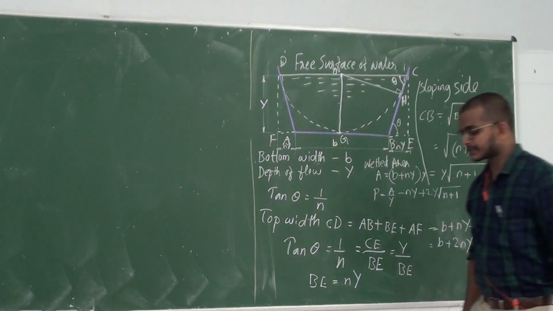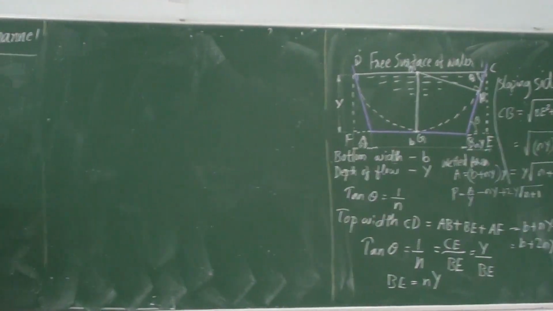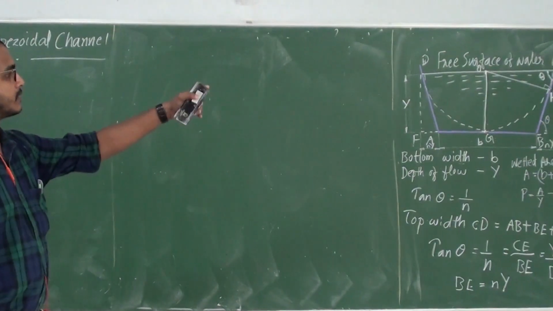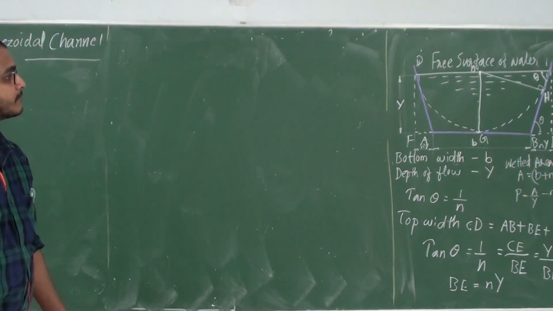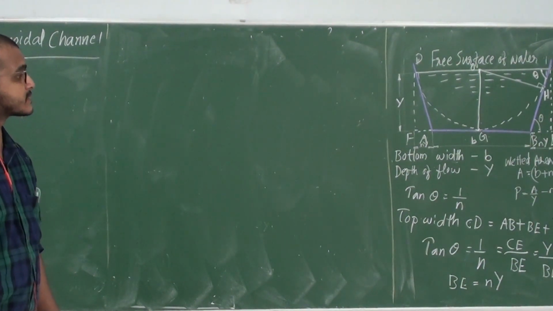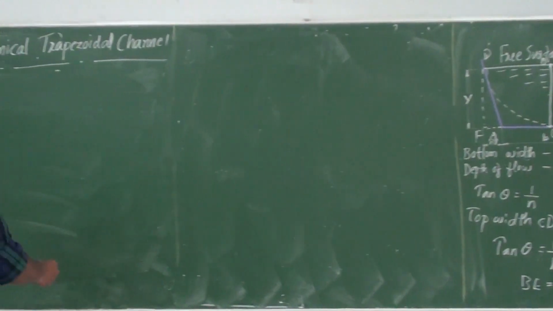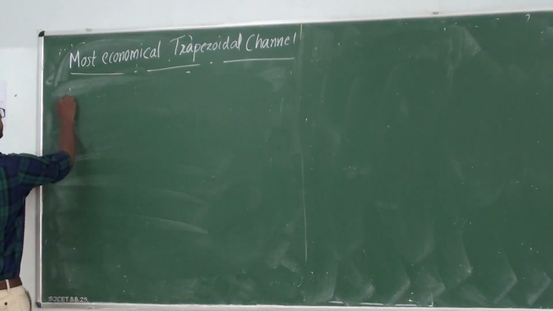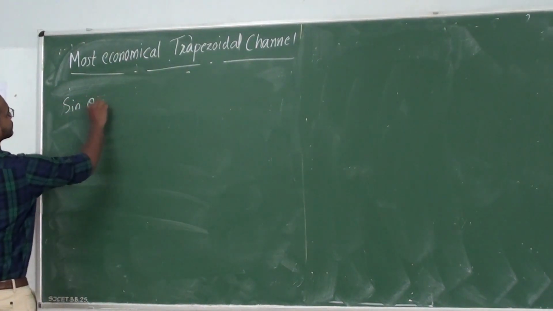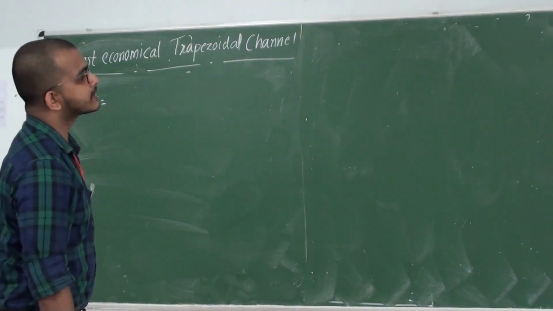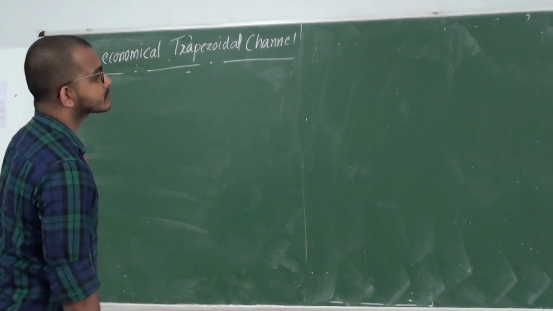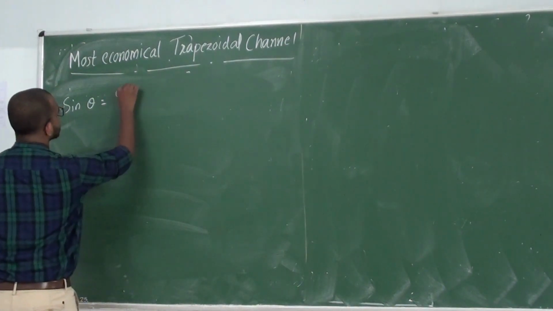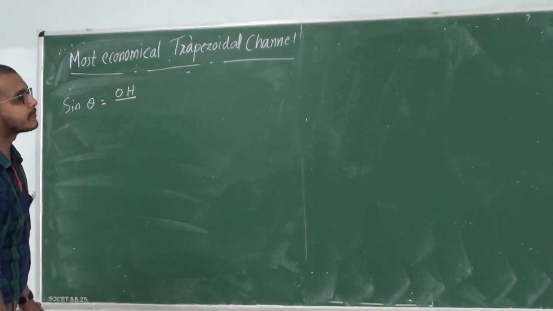Now we can derive the third condition. In order to derive it, we have drawn a semicircle with the center at the midpoint of the top width, and the radius of the semicircle is equal to the depth of flow y. Now what is sin theta? From the figure, sin theta is equal to OH by OC.